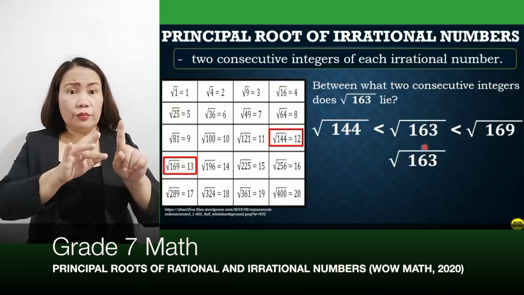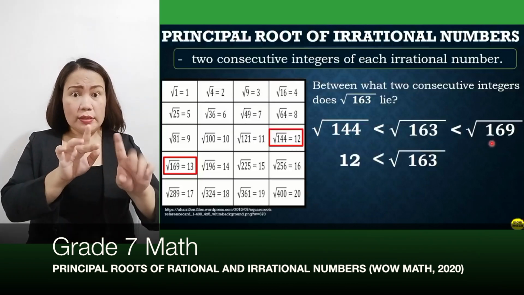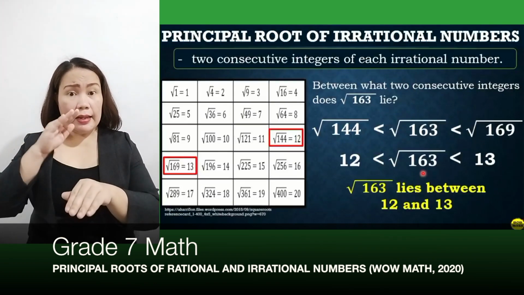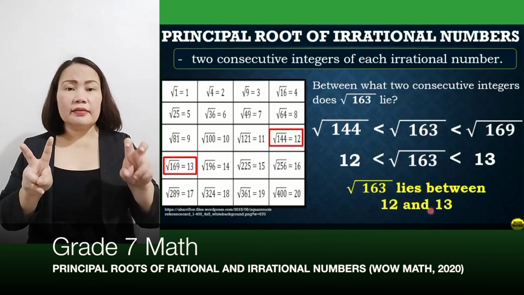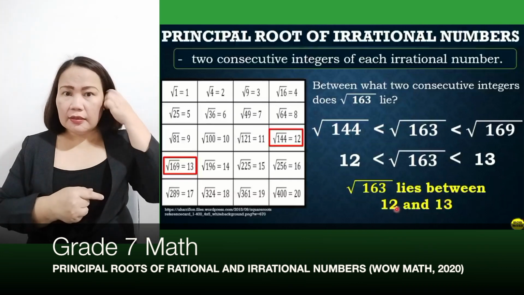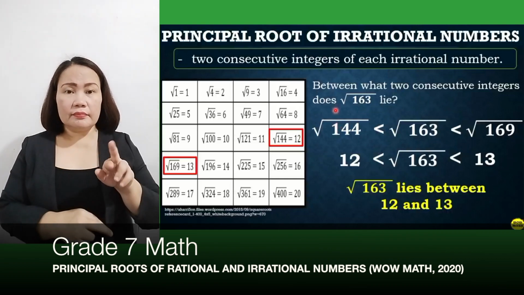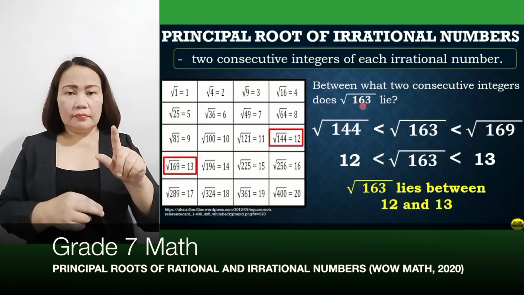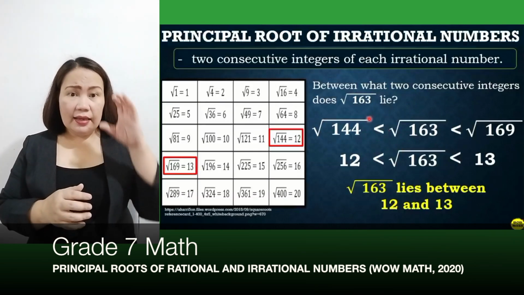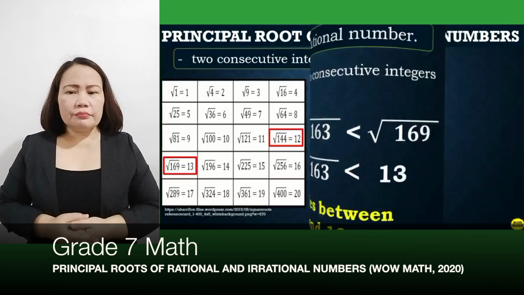Okay, so we have it. Let us get the square root of 144, that is 12. And then square root of 169, that is 13. So, therefore, square root of 163 lies between 12 and 13. This is what we can get as an estimation or approximation when our square root is irrational, when it is not a perfect square. Let's have another.